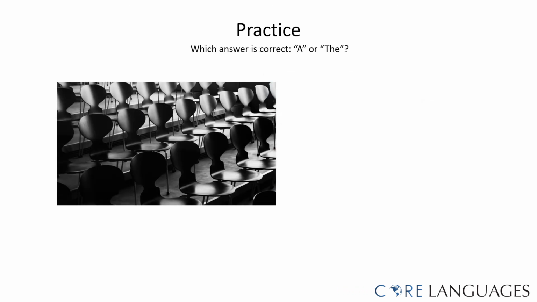Look at this sentence and try to see whether you can figure out if you need to use a or the. Chairs are black, or the chairs are black. Excellent. The chairs are black. Chairs is a plural noun, but we're also referring to a specific set of chairs.